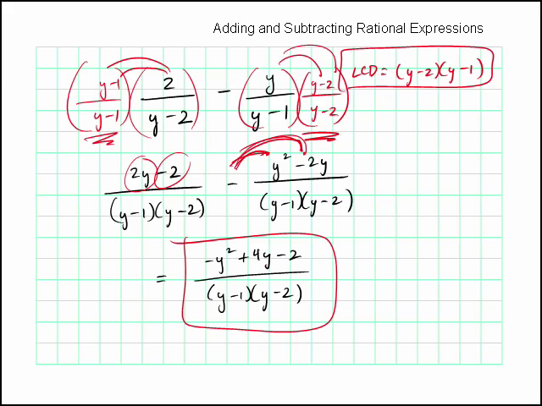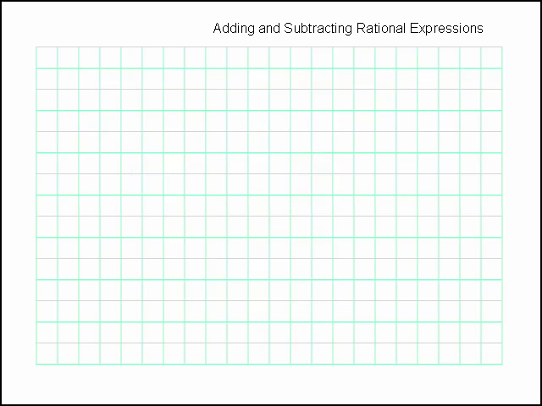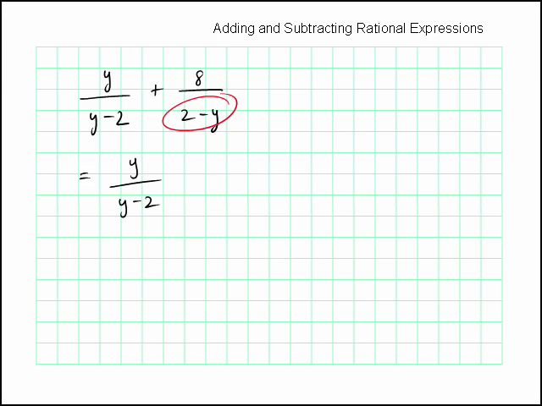Okay, just a couple more. Y over y minus 2 plus 8 over 2 minus y. Now, right now those denominators are not the same, but I could easily make them the same. All I've got to do to reverse 2 minus y and make it a y minus 2, I just factor out a negative 1. I think we did that in a previous section. So this becomes y over y minus 2. I'm going to factor out a negative 1, and that becomes now y minus 2 as well. It just reverses the terms.